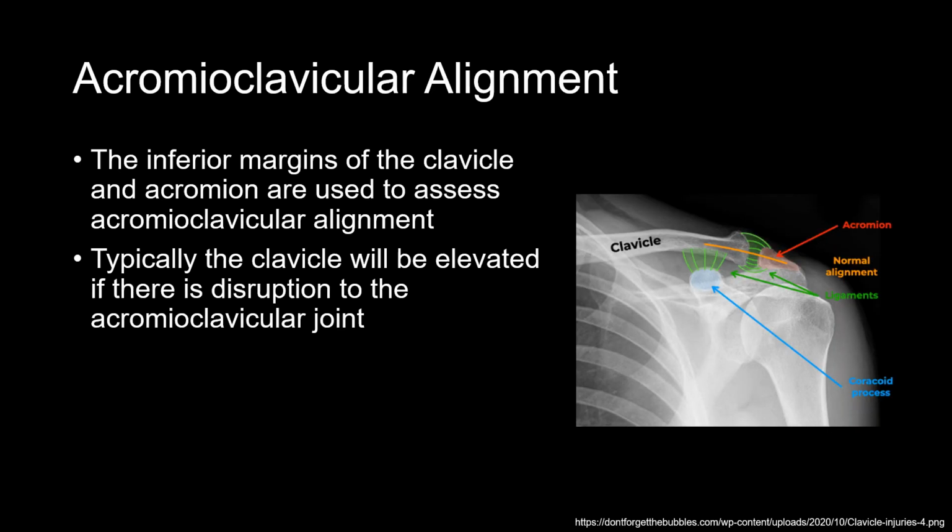Moving on to the shoulder, lines of mensuration. Acromioclavicular alignment. So with this one, we're looking at the inferior margin of the clavicle, so here, and the inferior margin of the acromion here, and we're making sure they're lined up. If there's a disruption here, we're going to be concerned about the integrity of the acromioclavicular ligaments, as well as if it's severe enough and superior, we might question the integrity of the ligaments here, usually the coracoclavicular ligament.